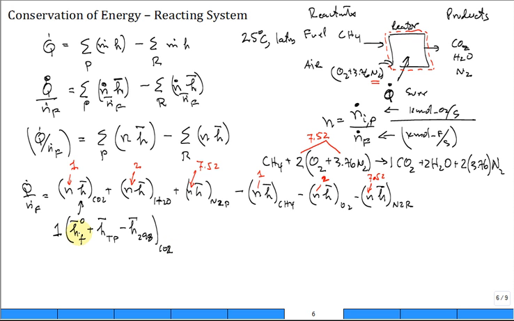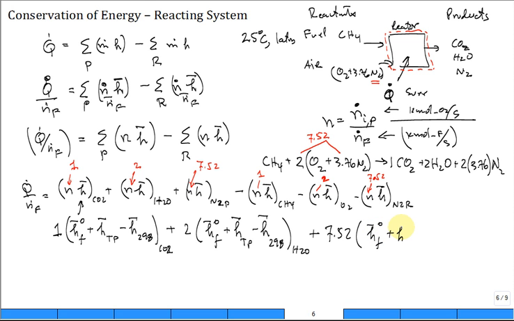Okay, so we have a 1 there, plus 2 times the enthalpy of formation for the water, plus that molar enthalpy at whatever temperature of the products that the water's at, minus the enthalpy of formation at 298 for the water, plus 7.52 times the enthalpy of formation of the nitrogen, plus if it comes out at a different temperature than 298, that term is non-zero, that difference is non-zero.